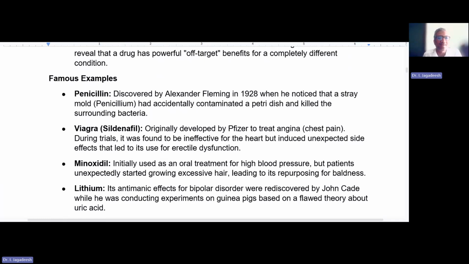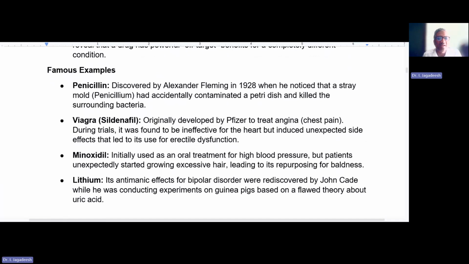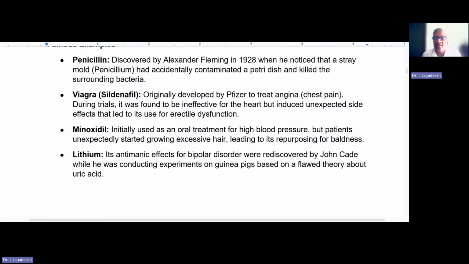The second example is Viagra, that is sildenafil, originally developed for the treatment of angina pectoris. During the trials, it was found to be ineffective on the heart, but it induced an unexpected side effect, erectile dysfunction. So erectile dysfunction can be treated by this moiety, which was first observed as a side effect. Similarly, minoxidil, an oral treatment for high blood pressure, had an unexpected side effect of excessive hair growth, so it is repurposed for baldness.